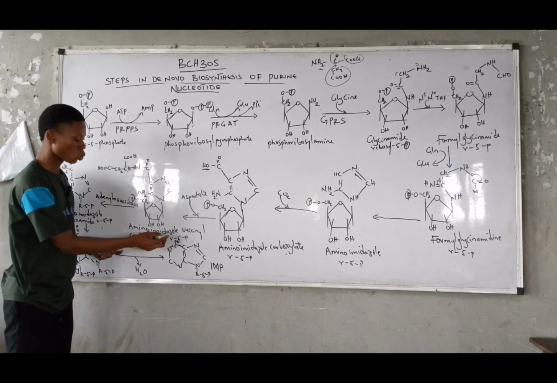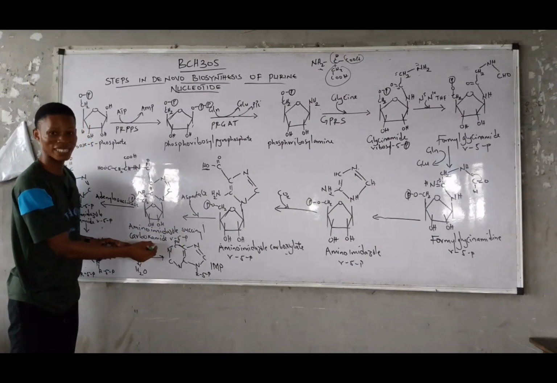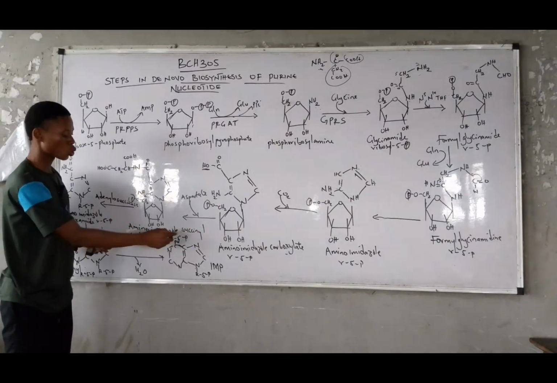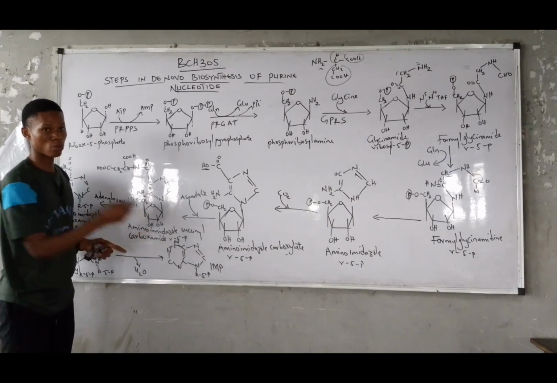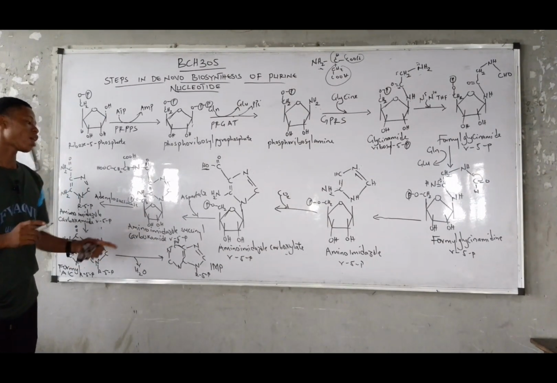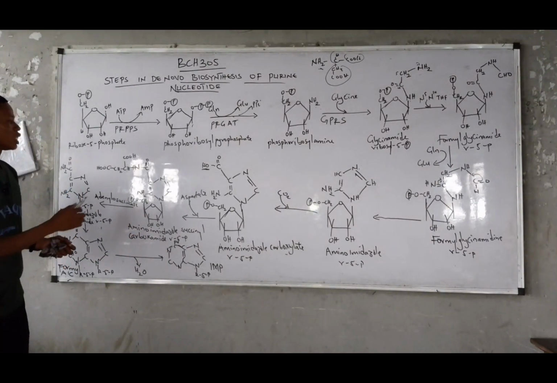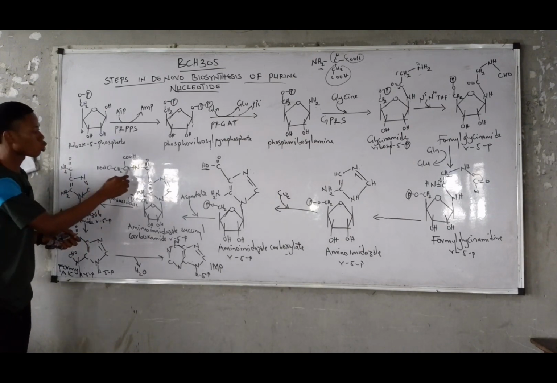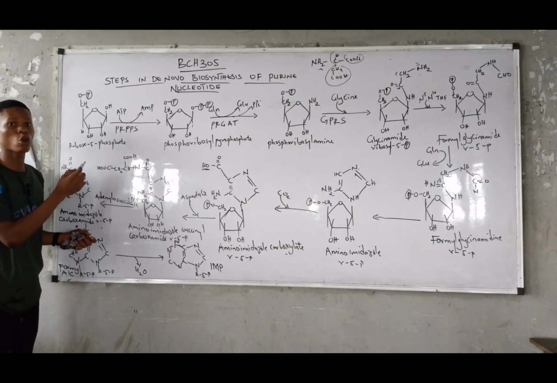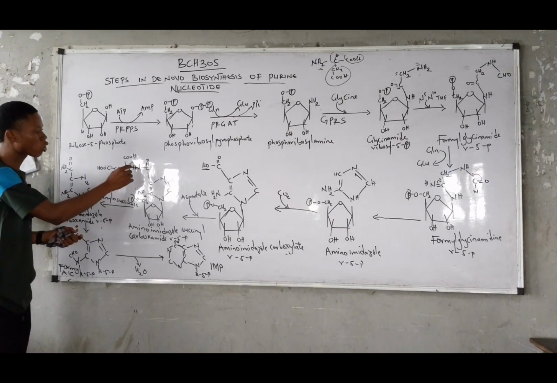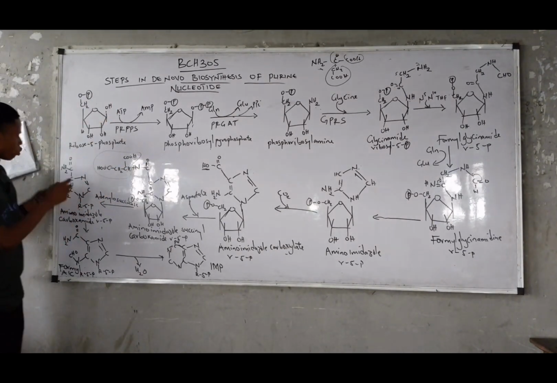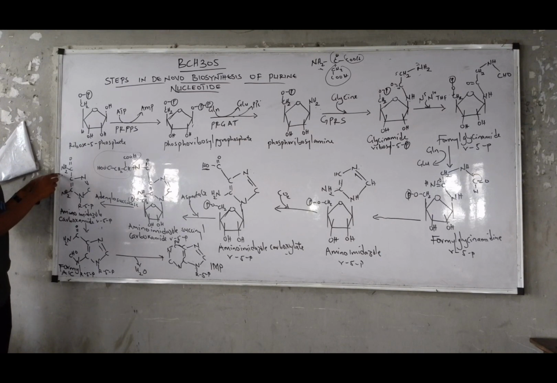Amino imidazole succinine carboxamide, not carboxylate again. Amino imidazole succinine carboxamide ribosylate 5-phosphate. Now, after forming that, the next thing is we don't need the whole of this. It's only nitrogen 1 we want. So all these ones will be cut off. An enzyme called adenylosuccinase will come in and break off these parts. This one will leave as fumarate. And we are left with just that amino group we wanted.